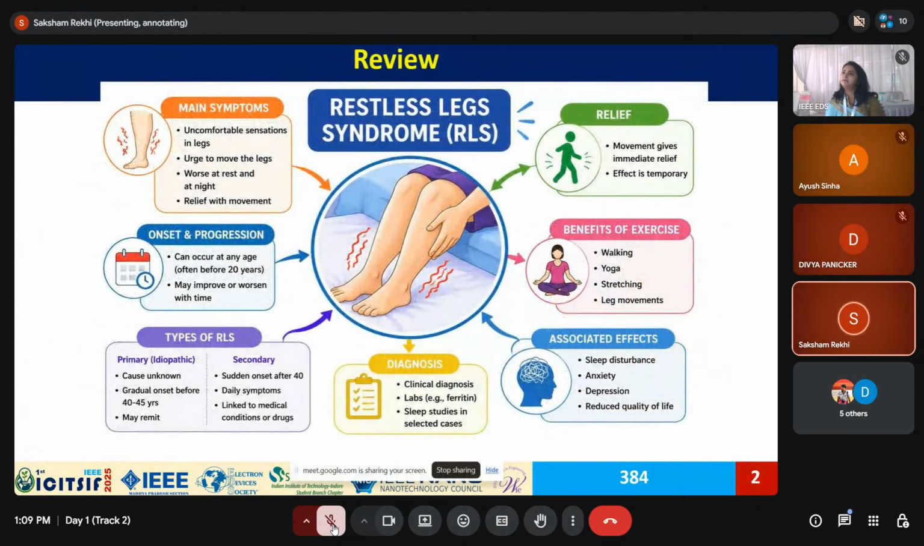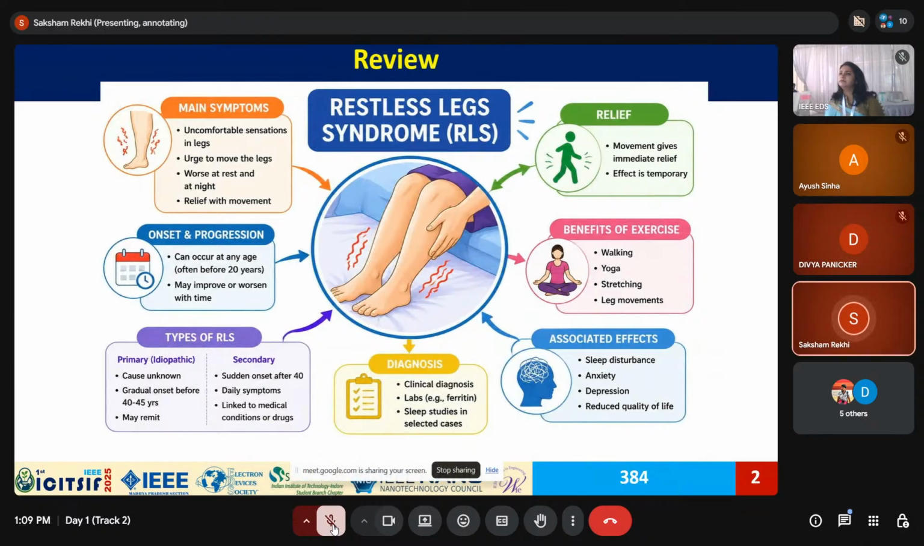Review. Restless leg syndrome. Main symptoms include uncomfortable sensation in legs, urge to move legs, worse at night and at rest, relief with movement. Onset and progression can occur at any age, often before 20 years, and may improve or worsen with time. There are two types of restless leg syndrome: primary, idiopathic, or secondary.